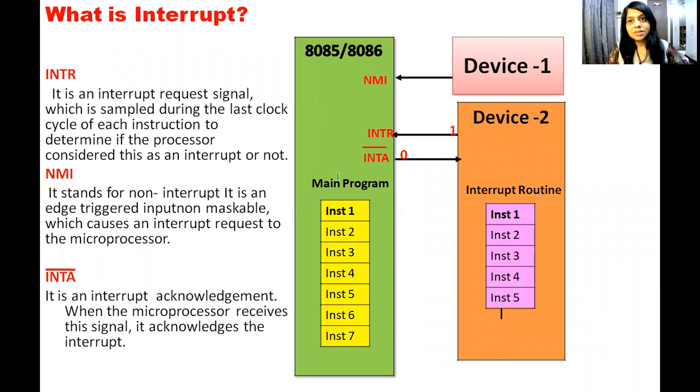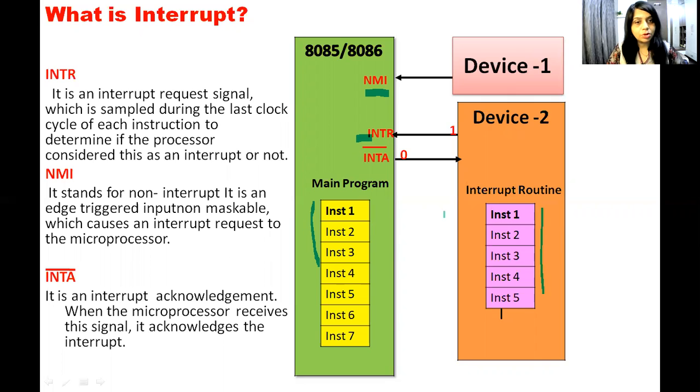So what is an interrupt? We have already studied the 8085 and 8086 microprocessors. We know that in 8086 there are two interrupt pins, that is NMI and INTR. These are hardware interrupt pins, and let's assume that there are two devices connected, device 1 and device 2. This is the main program of the processor, a group of instructions stored in memory. And this is the program of device 2. This is also stored in the same memory but at a different memory location.